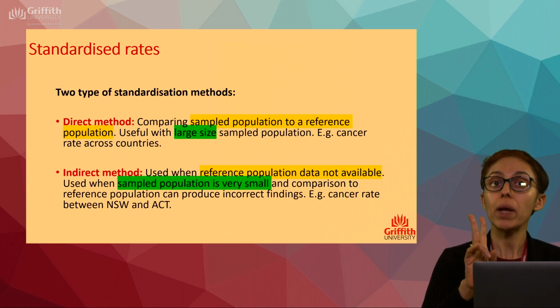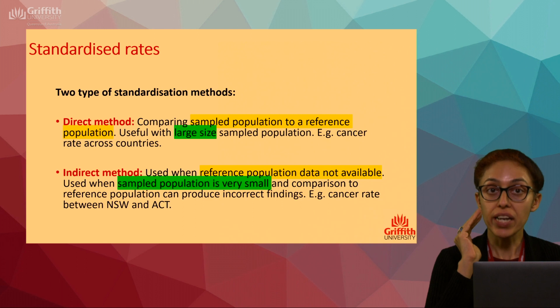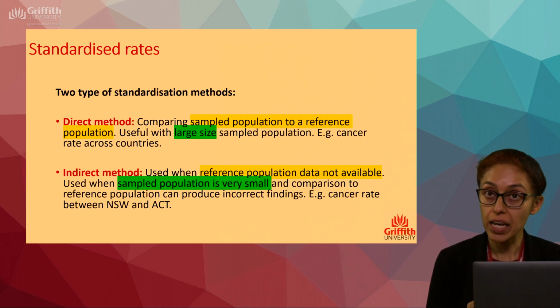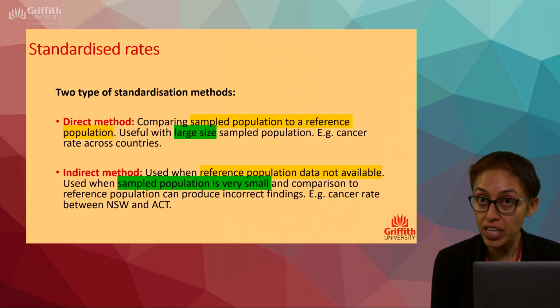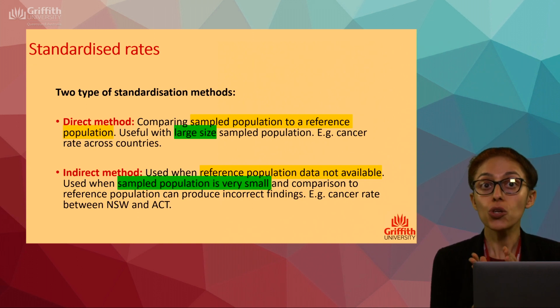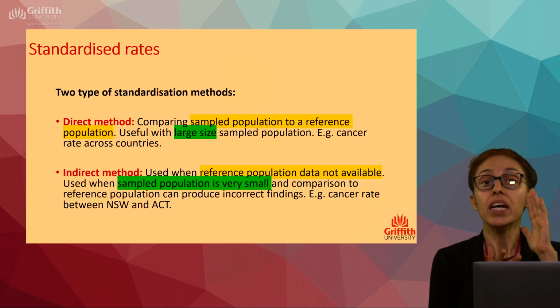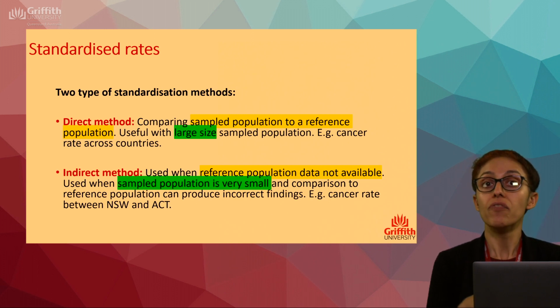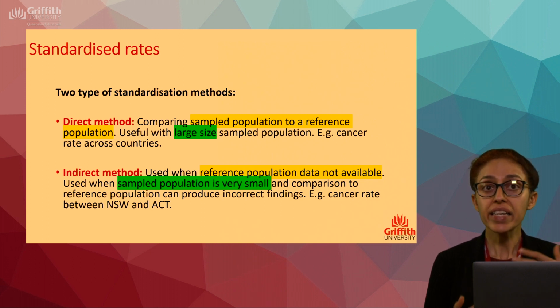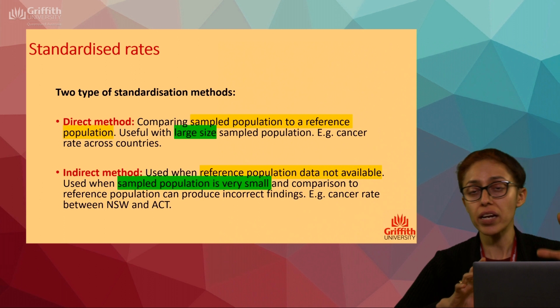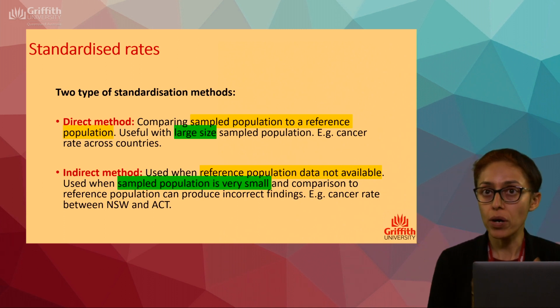So now you have two main methods of standardization: the direct method and the indirect method. What is the direct method of standardization? Here you are comparing your population of interest, your sampled population, to a reference population. The direct method is used when your population of interest has a very large sample size. For example, you are comparing cancer rates across countries, India, China, Australia, Britain, and so forth.